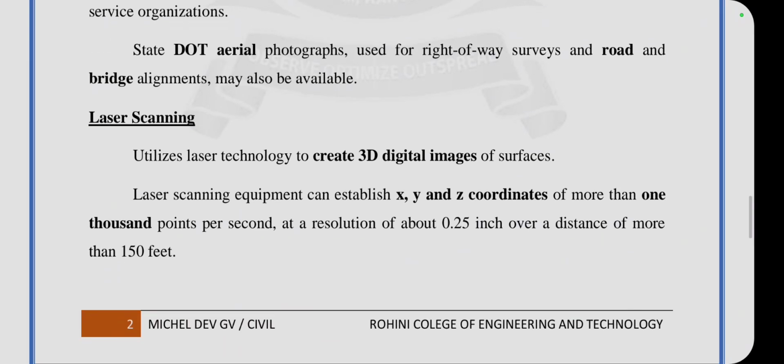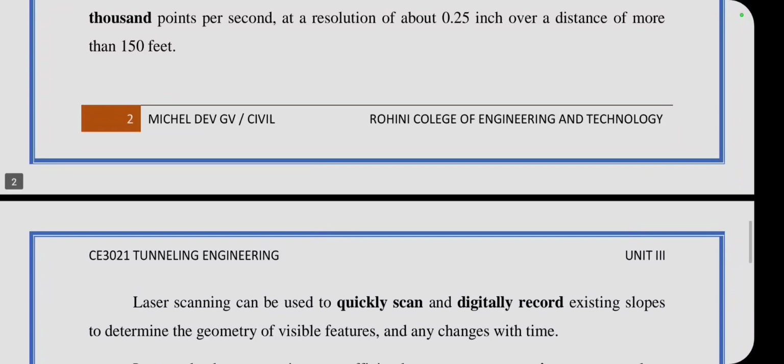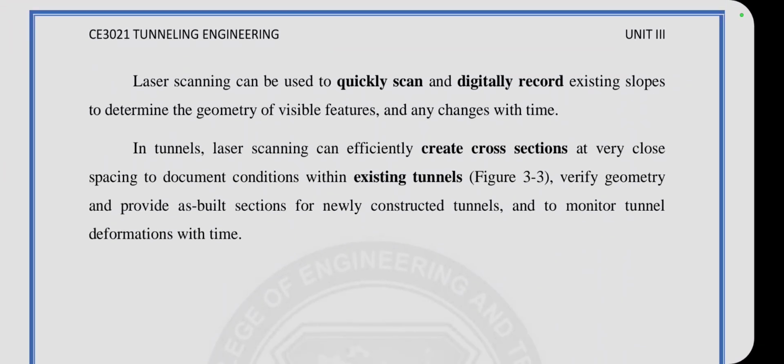Then laser scanning utilizes laser scanning technology to create 3D digital images of surfaces. It establishes x, y, and z coordinates at 1000 points per second, at a resolution of about 0.25 inch over a measured distance of 150 feet. Laser scanning can be used to quickly scan and digitally record existing slopes to determine the geometry of visible features with time.